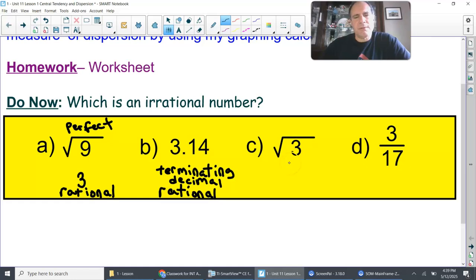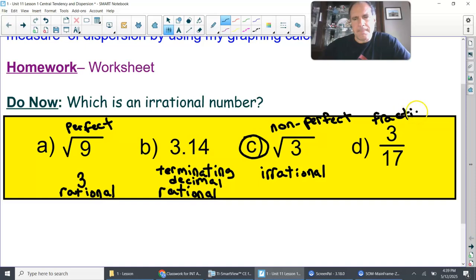For C, square root of 3 is a non-perfect square. And that means it is irrational. So C is your answer. This is a fraction, of course. The ratio of two whole numbers is rational.